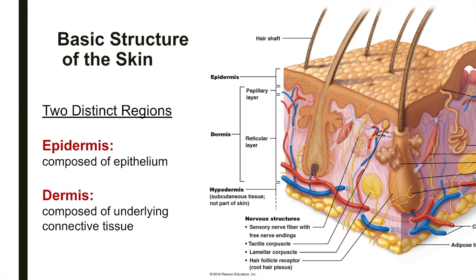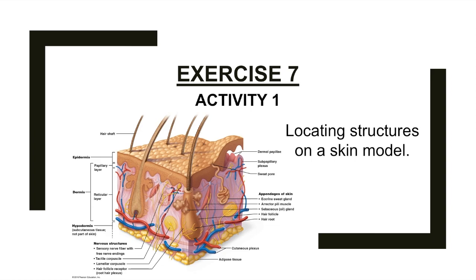The skin has two distinct regions, the epidermis, composed of epithelium, and the dermis, composed of underlying connective tissue. Deep to the dermis is the subcutaneous layer, or hypodermis, composed of adipose tissue. The subcutaneous layer is not considered part of the skin. In Activity 1, you'll locate structures of the skin in Figure 7.1 and on a skin model in lab.